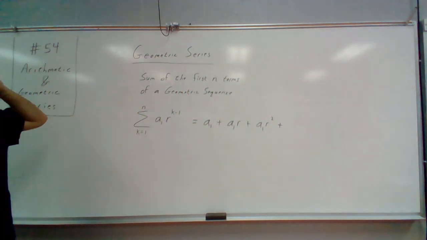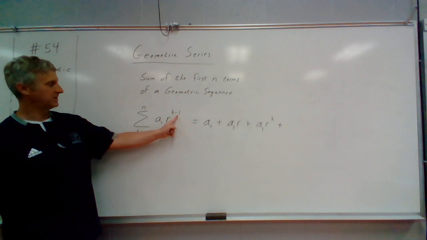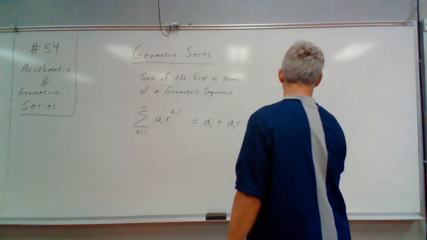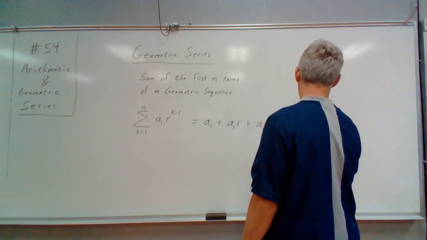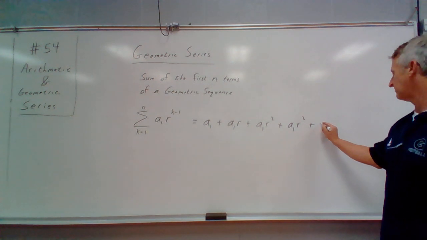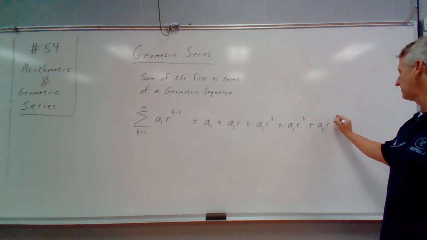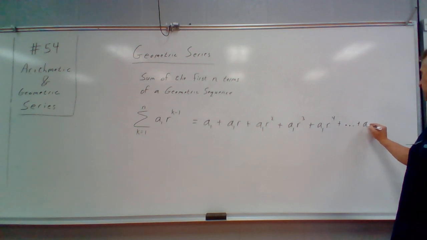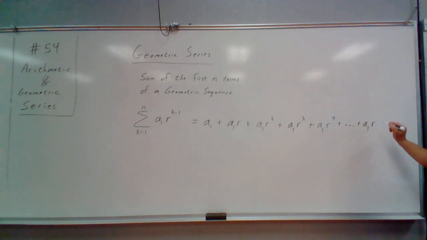All right, now my k is going to be 4. 4 minus 1 is 3. So I have r to the third times a sub 1. And you see the pattern here, which you already know because you know what happens in a geometric series. Let's write out one more. A sub 1, r to the fourth. And I'm going to keep doing that until I get a sub 1, r to the nth power.